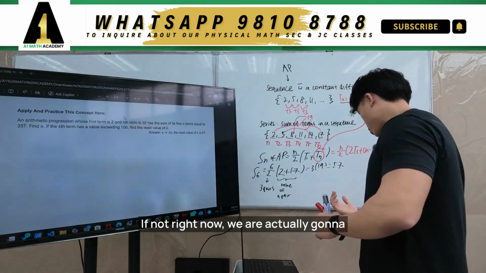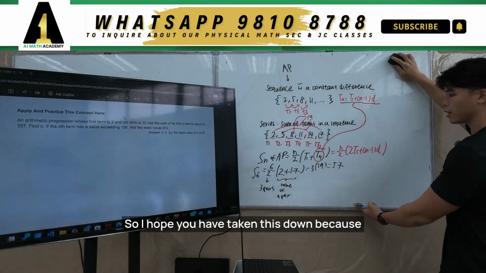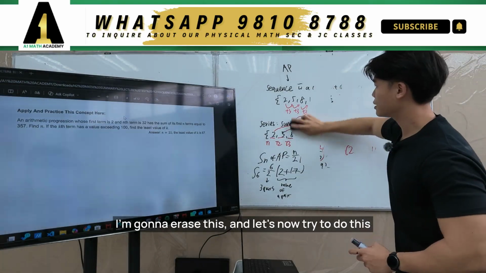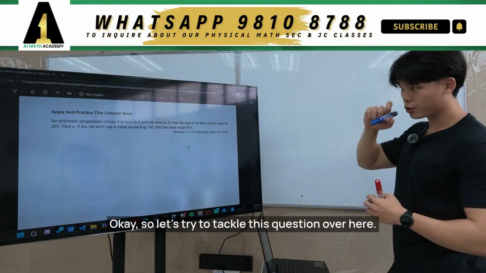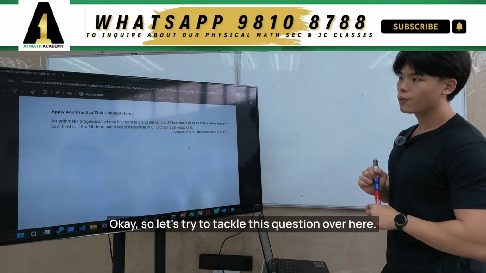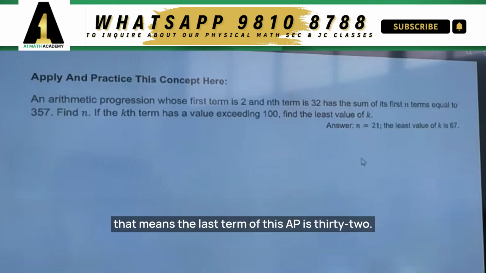If not, right now, we are actually going to go through this concept over here. So I hope you have taken this down because I'm going to erase this. And let's now try to do this question to apply the formula that we have learned. Okay, so let's try to tackle this question over here. We want to find an AP whose first term is 2 and the nth term is 32. And when we say the nth term is 32, that means the last term of this AP is 32.